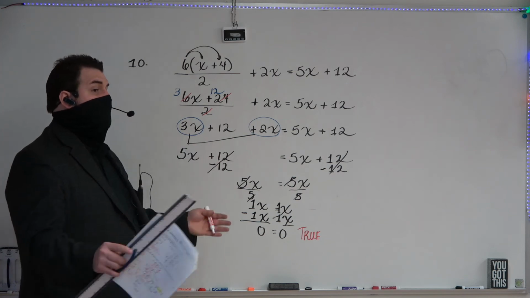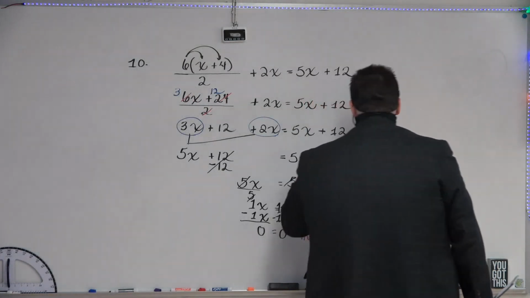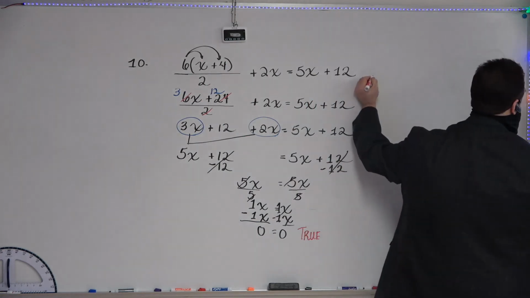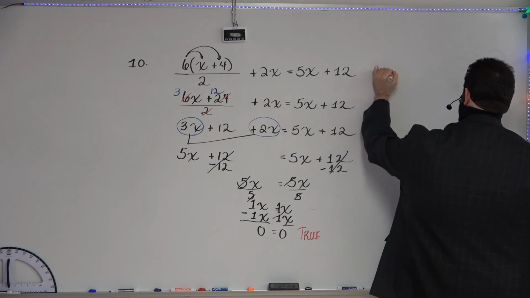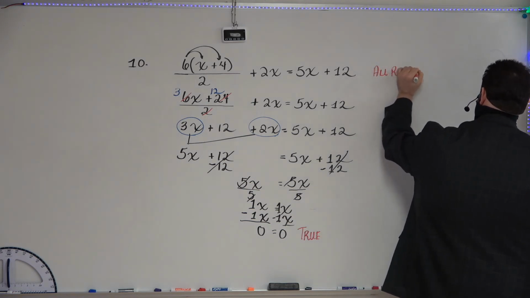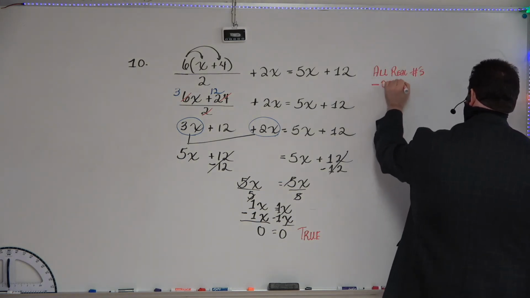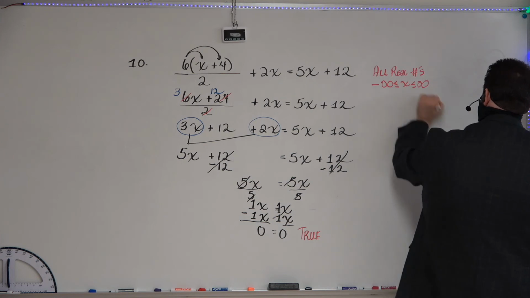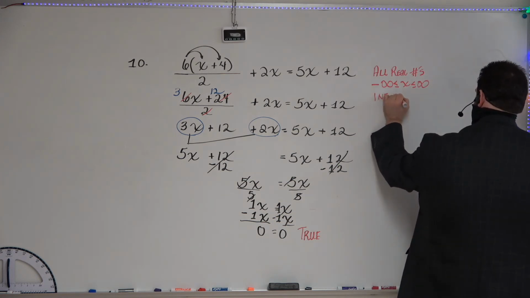It's every... infinitely many solutions. So we can write all real numbers. We also write negative infinity less than or equal to x less than or equal to positive infinity. Or we write infinite solutions.